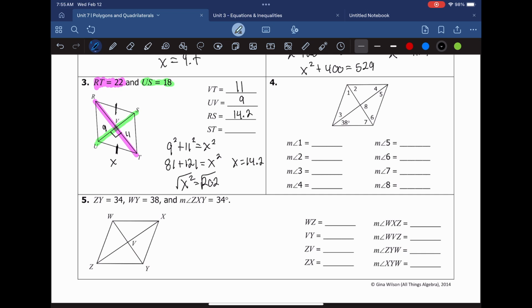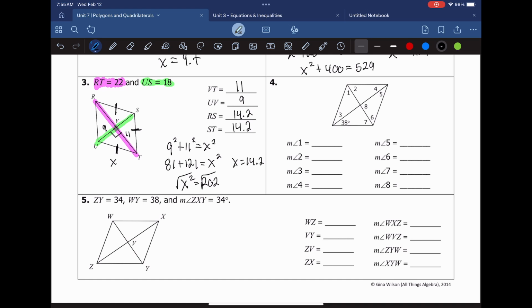14.2. And that's RS. Now ST down here is the other side, which means it's also congruent. So that's 14.2 as well. Now, those are all the side lengths. If you've got questions on the side lengths, let me know. But for number 4, we're going to start focusing on the angles.